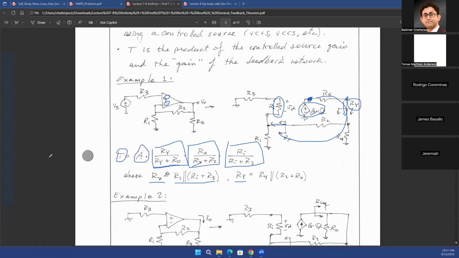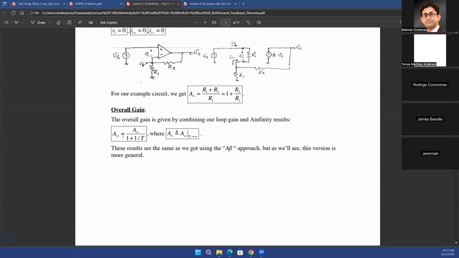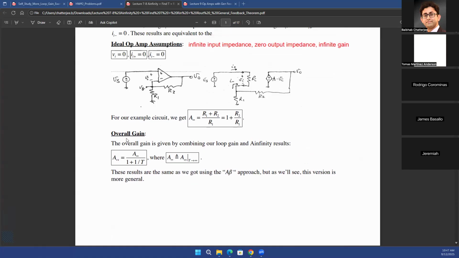When you know T, you can go back to the original equation on the previous page. The non-ideal op-amp's overall gain is A infinity divided by 1 plus 1 over T. We already showed how to derive this particular formula, right? A infinity is the gain of the system with the ideal op-amp. And then you already found out T, so you know what would be the gain of the system with a non-ideal op-amp.